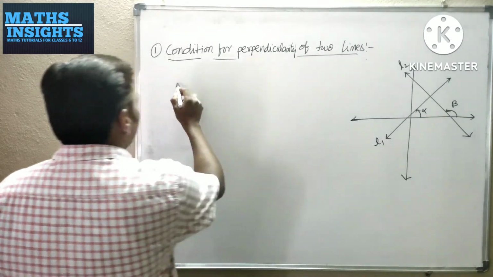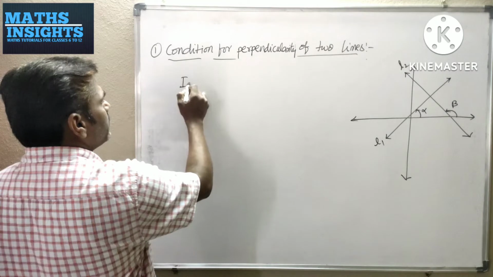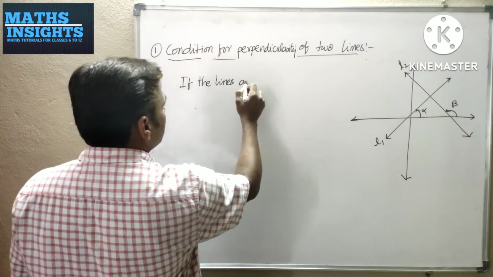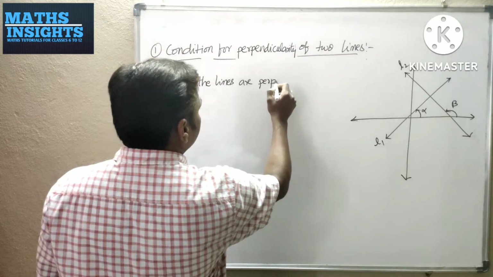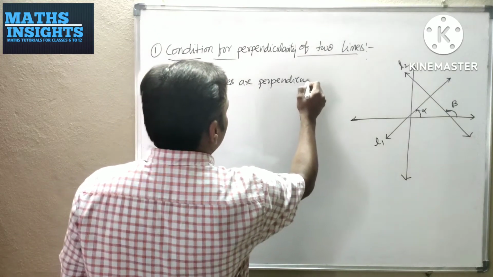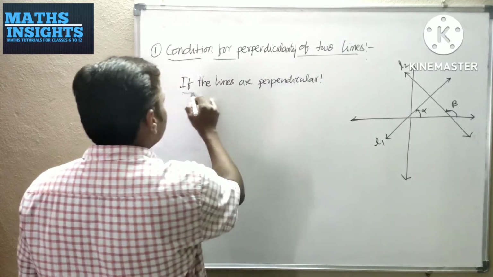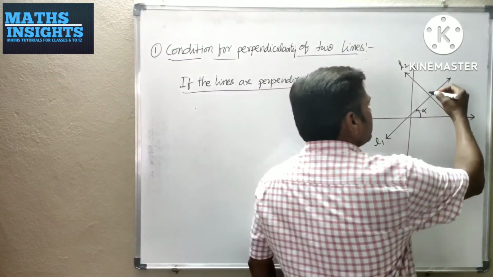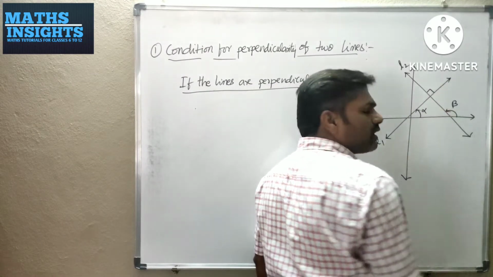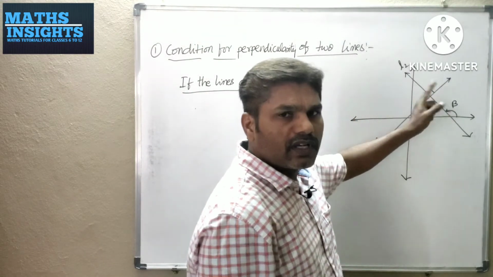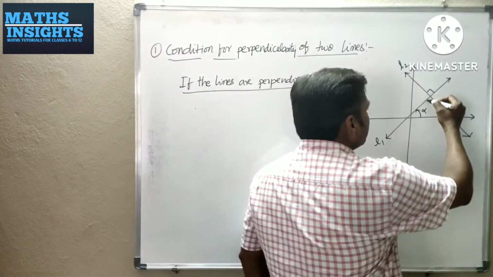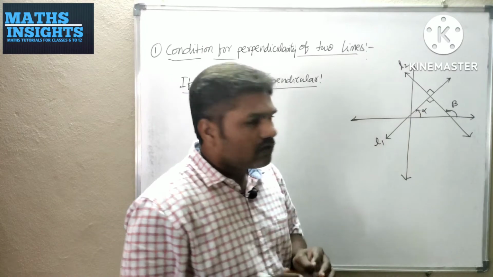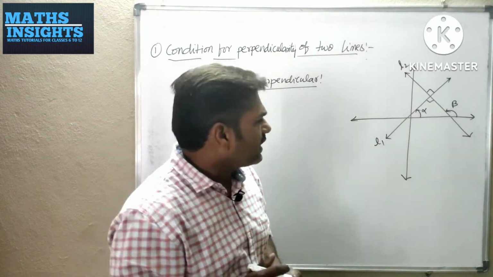First condition, suppose the lines are perpendicular. What is the relation between the slopes of those lines? Clearly they are saying that these two lines are perpendicular, then the angle here will become 90 degrees. Whenever that is 90, this angle will also become 90. Why? Because these two are vertically opposite angles.